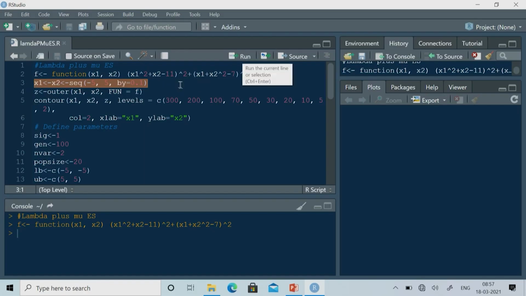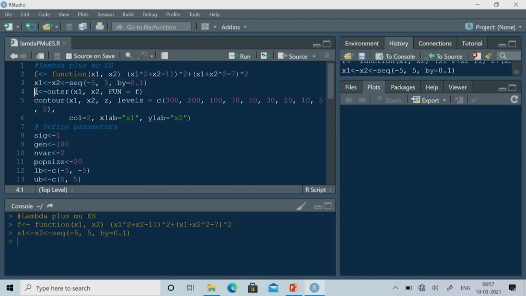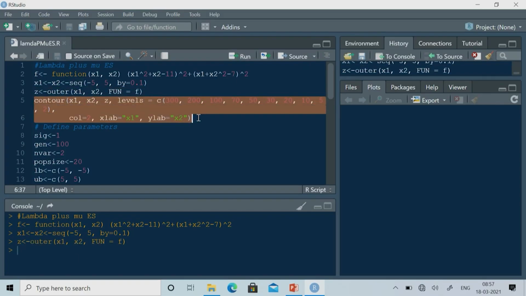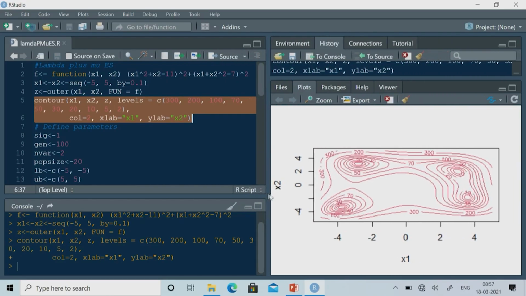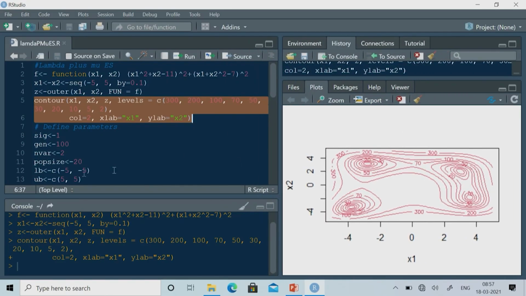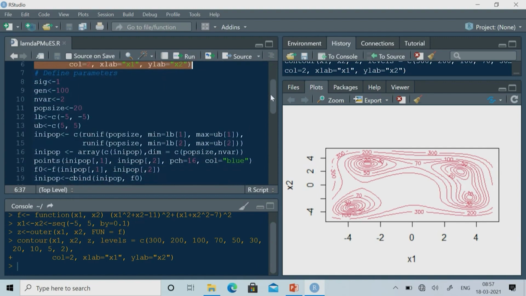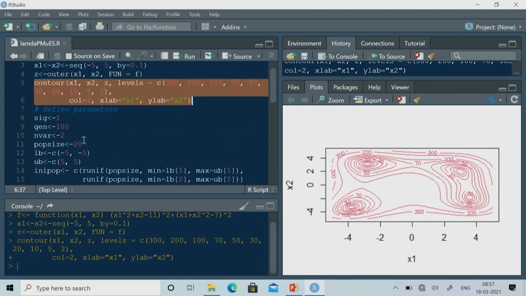Using this line, I am generating the values of x1 and x2. I have used the sequence function here. Now I am getting x1 and x2, and now I am calculating the z value, the function value, at its grid points using the outer function. Then I can plot the contour using the contour function. So, you are getting the contour plot. Now let us define the parameters of this algorithm.